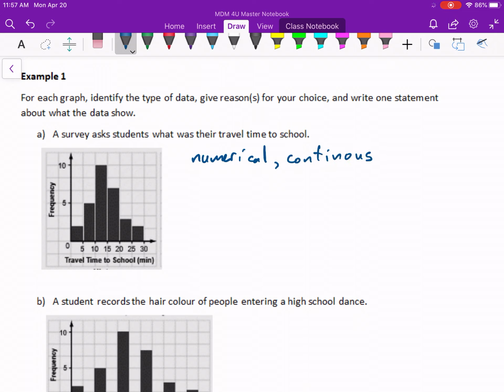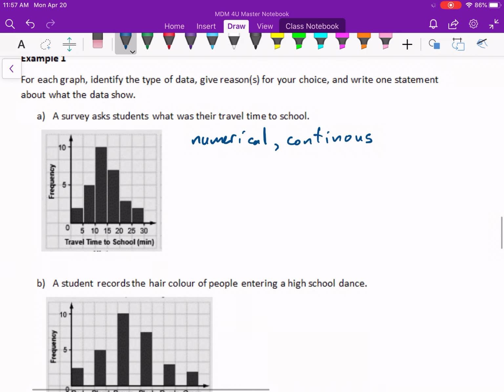And if we look at the graph, we can see it's a histogram that goes in intervals from 0 to 5 minutes, from 5 to 10 minutes, and so on. So that all matches up with continuous numerical data. Write one statement about what the data show. Well, pick one. We could say that the majority of students take between 10 and 15 minutes to get to school.